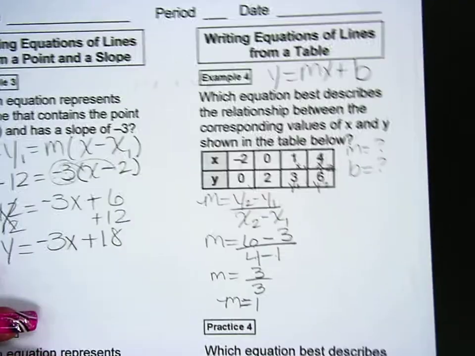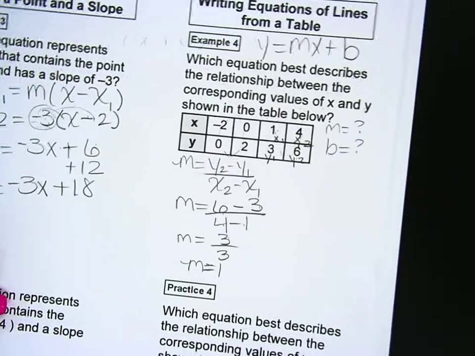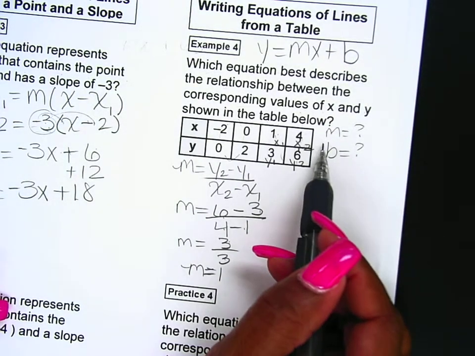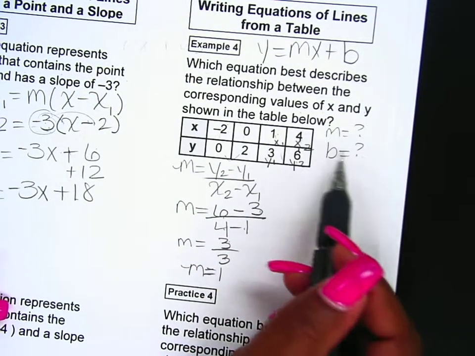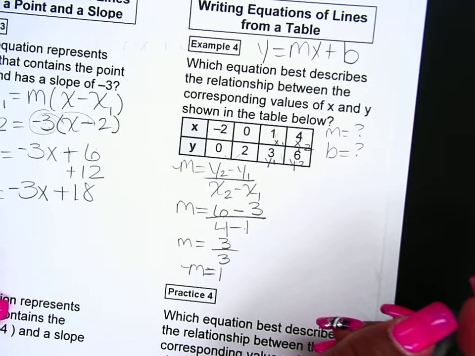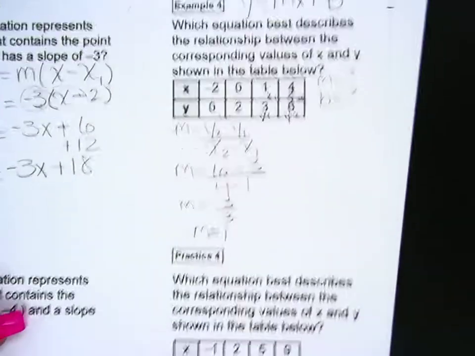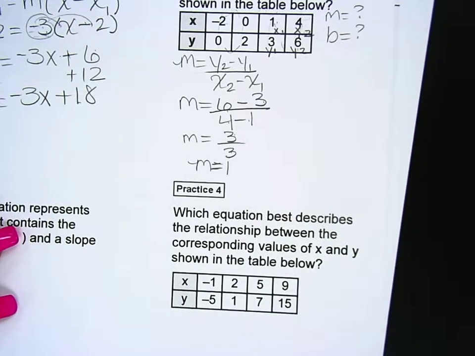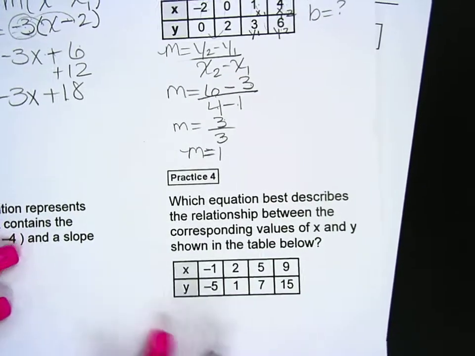So it seems like we're doing the same thing with these tables and the points. Because guess what? When they give me points and they give me tables, they are a list of points. So yes, you're doing the same thing. So what are you going to do? Pause the video and practice number 4. Very good. You guys are on fire.